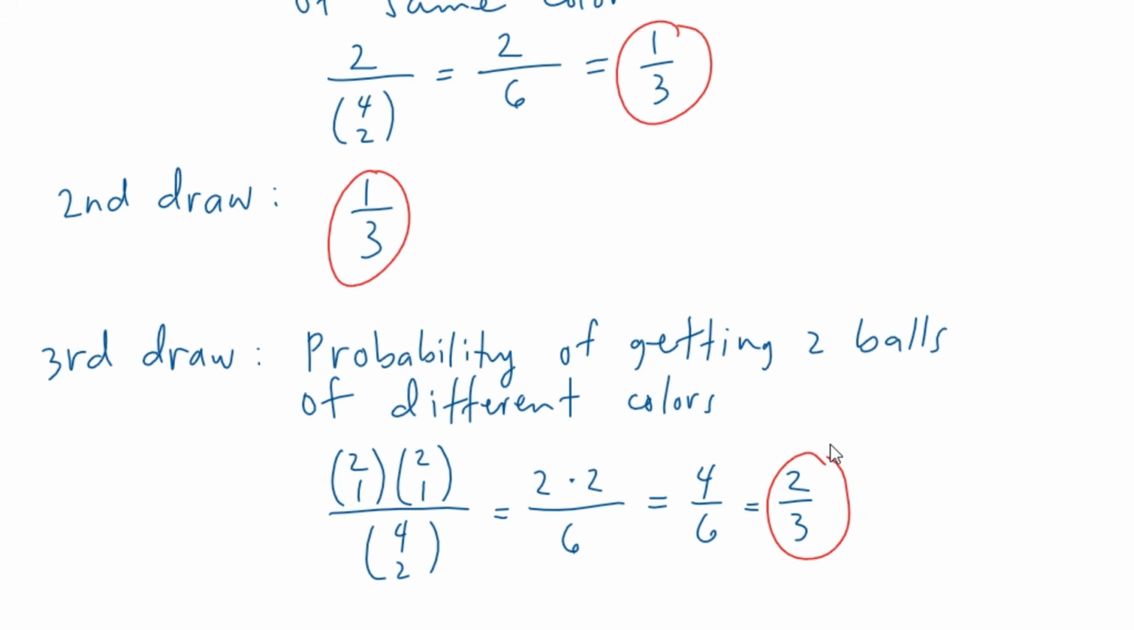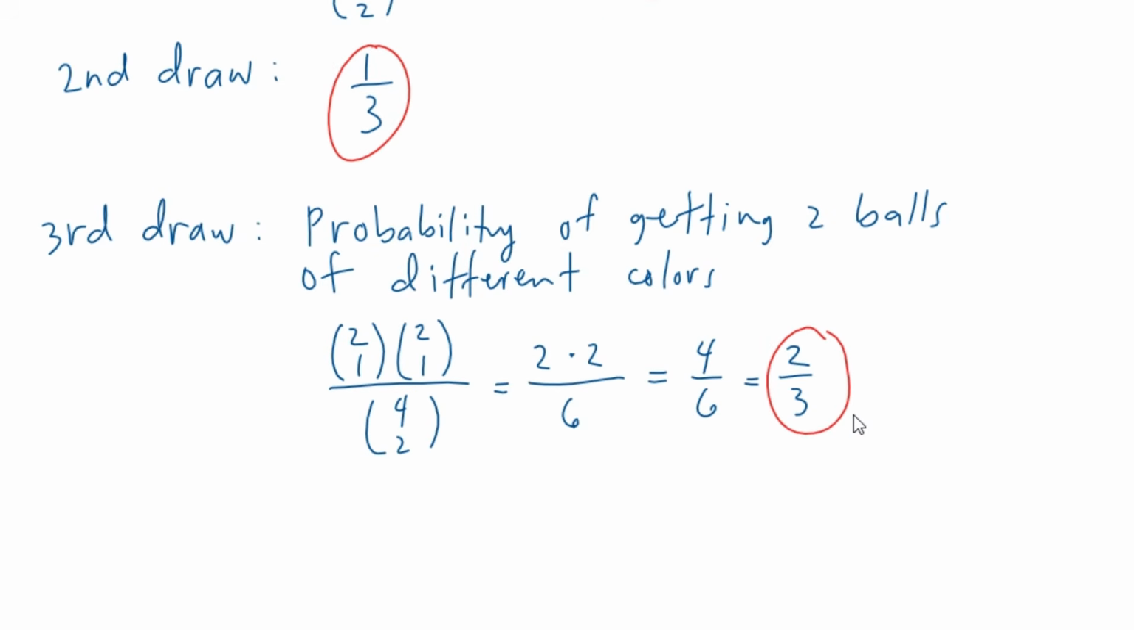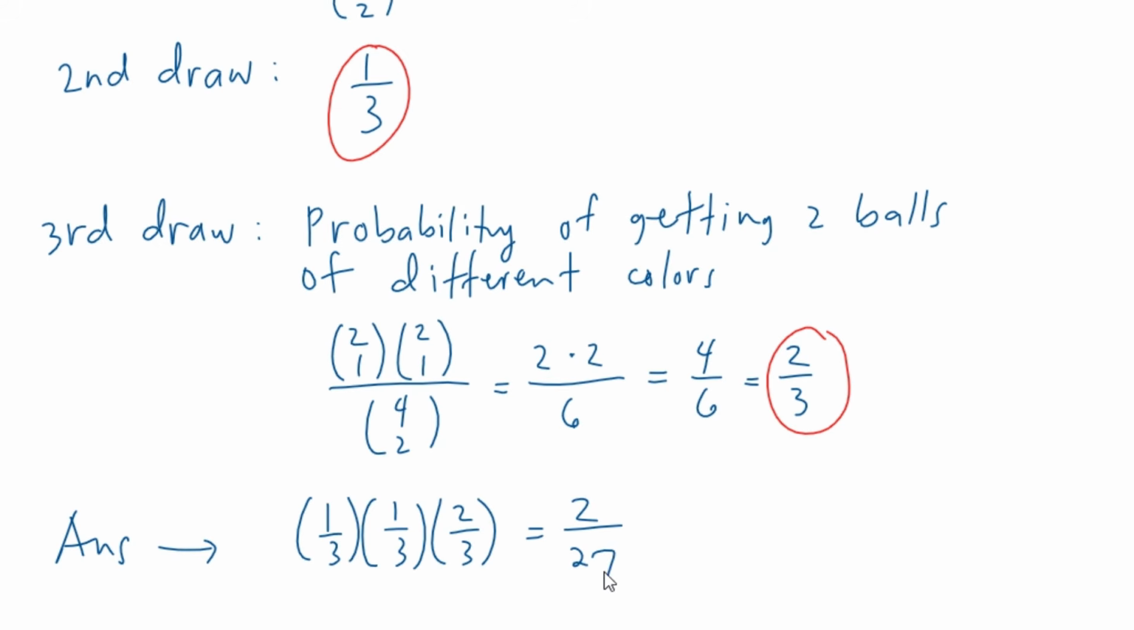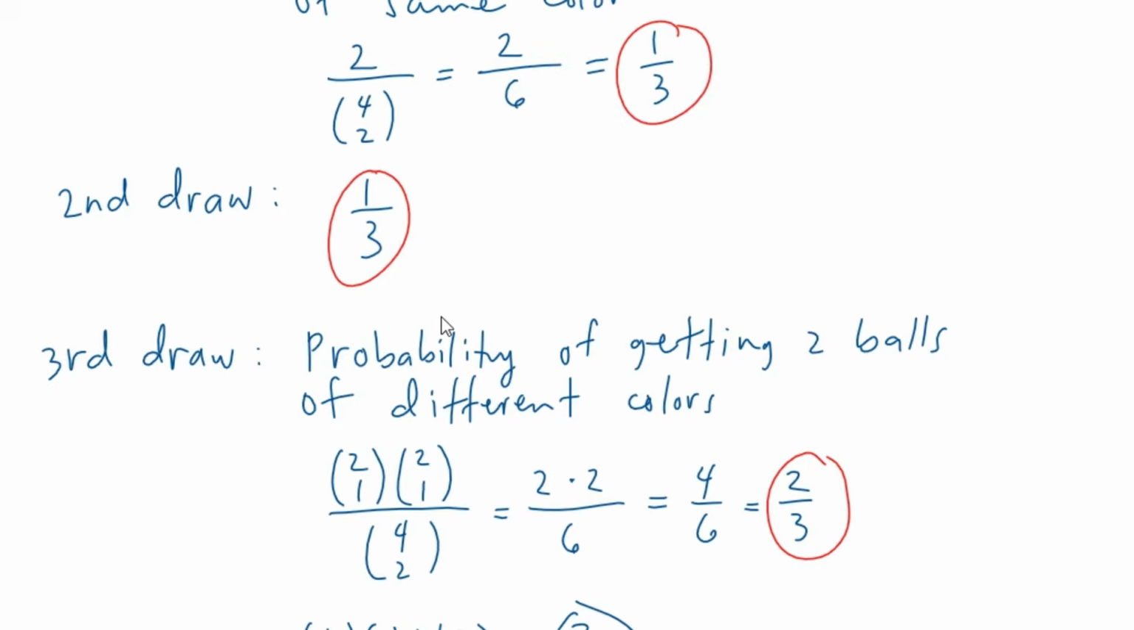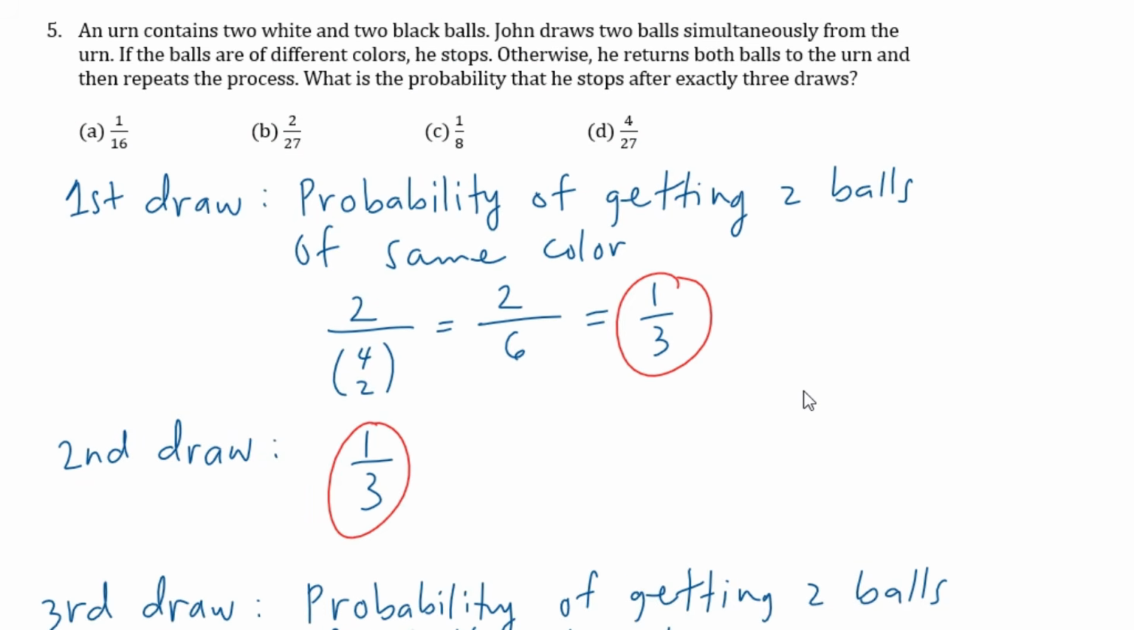Okay, so now let us just multiply these 3 probabilities to get the desired probability in the problem. So we have the answer 1/3 times 1/3 times 2/3, which is equal to 2 over 27. Right. Okay, so the answer here is letter B.